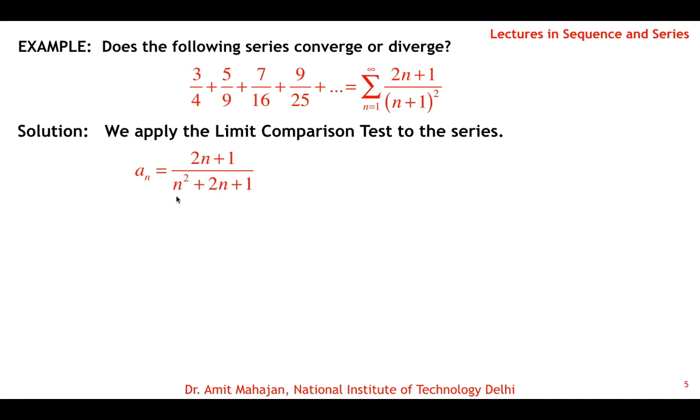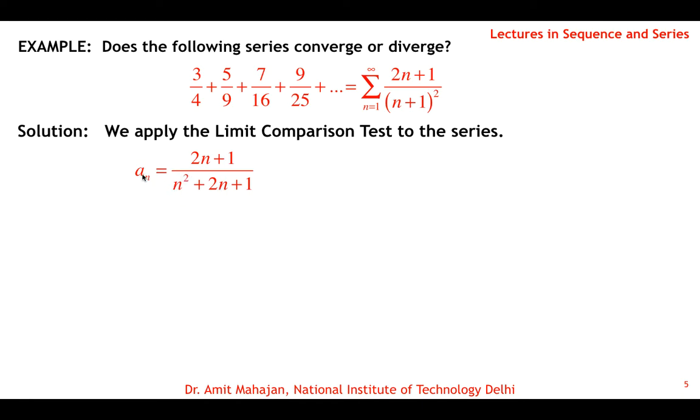By looking at the an series, what you can first try to locate is what the dominating terms in this series are. When n becomes large, what are the dominating terms in the numerator and in the denominator? When n becomes large, you can see that the term 2n will dominate a constant number. So in the numerator 2n is the dominating term. Similarly, when n becomes large, n squared will grow much faster than any linear or constant term. So n squared is the dominating term.